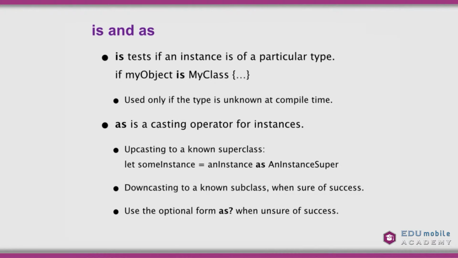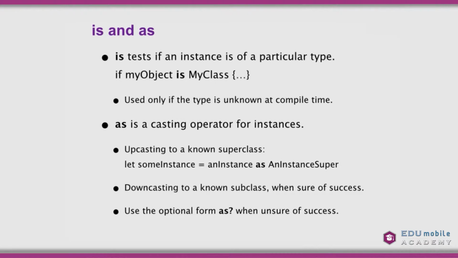So now let's talk about is and as. Is tests if an instance is of a particular type. And we use it in cases like, if my object is my class, do something. We only do this if the type is unknown at compile time. If the type is known at compile time, we'll get a compile time error. It'll say something to the effect of, this test is always true, and the code won't compile. So we can use this for runtime introspection.